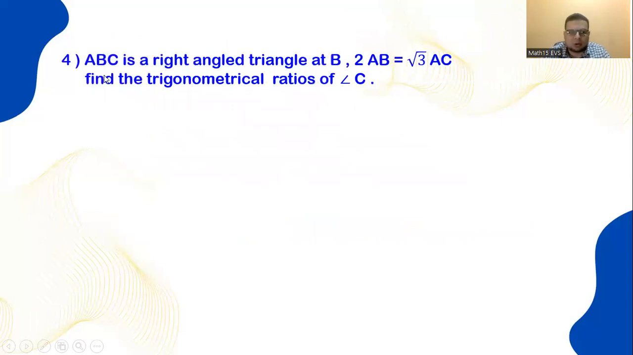Question number 4. ABC is a right-angled triangle at B, and 2AB equals root 3 AC. Find the trigonometrical ratios of the angles. What's the meaning of trigonometrical ratio? That means I need sine A, sine C, cosine C, tan C.